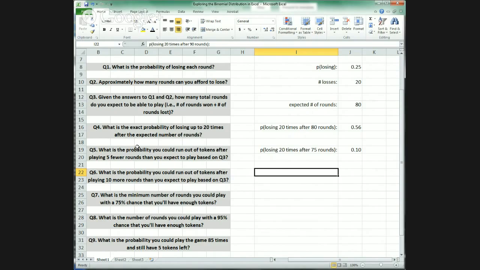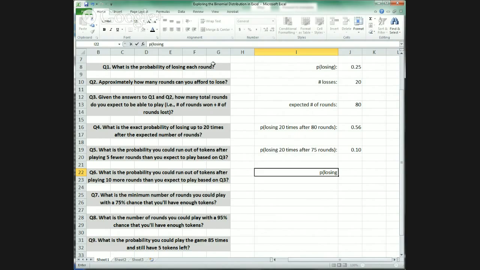The next question is, what is the probability you could run out of tokens after playing 10 more rounds than you expect to play based on Q3? So this is a very similar question. I'm just giving you another example of the same type of question so you can start to see how I'm getting this information. What we need to know here is the probability that we're going to lose how many times until we run out of tokens.